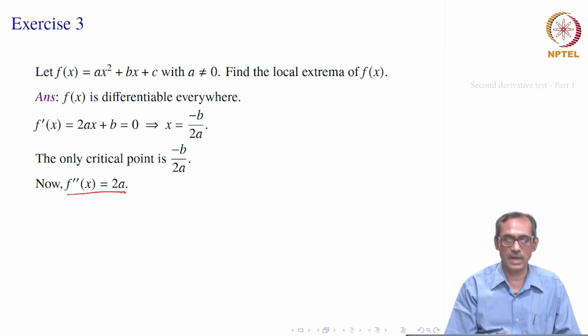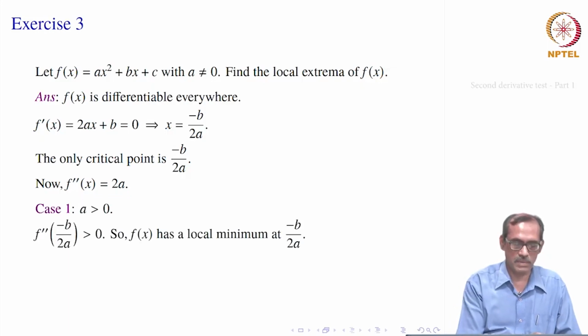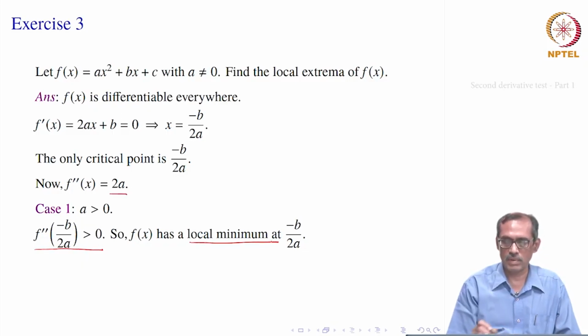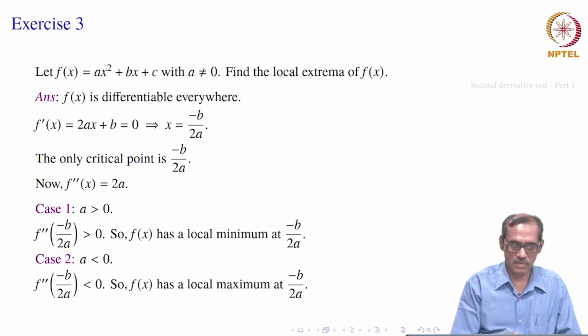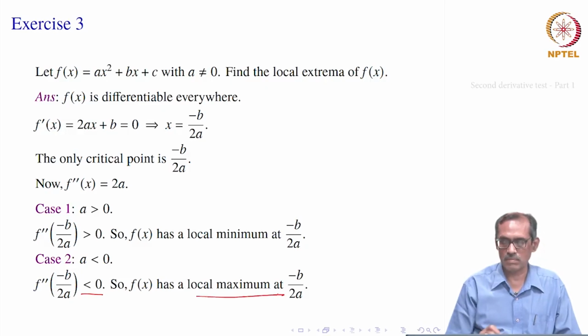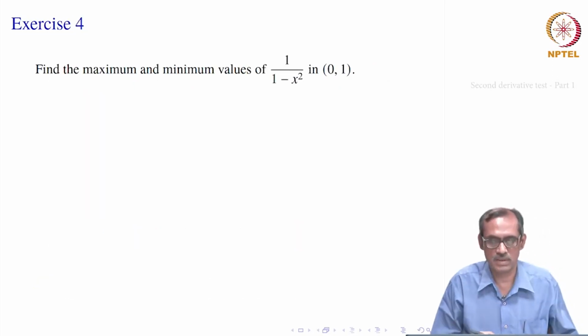So, now it is straightforward. If a is bigger than 0, something happens. If a is less than 0, something happens. Specifically, if a is bigger than 0, then f'' is bigger than 0, it is 2a. So, it has a local minimum at -b/2a. And if a is negative, then f'' is also negative. So, it has a local maximum at -b/2a. So, it is quite straightforward. Let us find what is in the next problem.